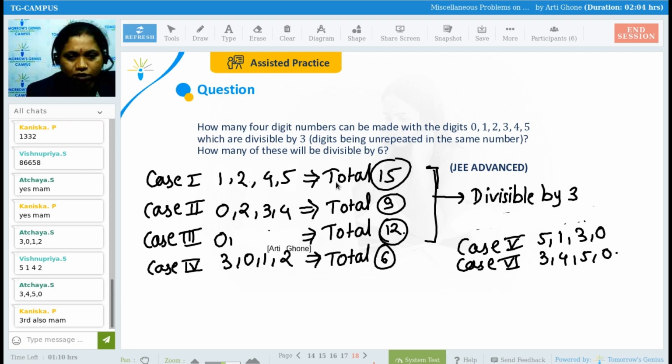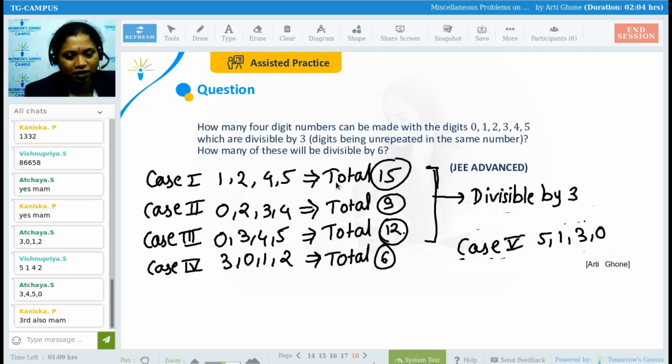I think the question is wrong, but we'll solve. Let's check. Okay? 0, 3, 4, 5. Now done? So only 5 cases are eligible. Okay, done. Now, these are the divisibility by 3 valid cases.